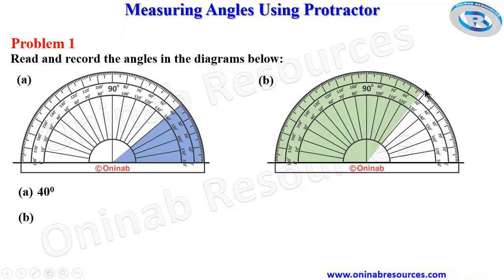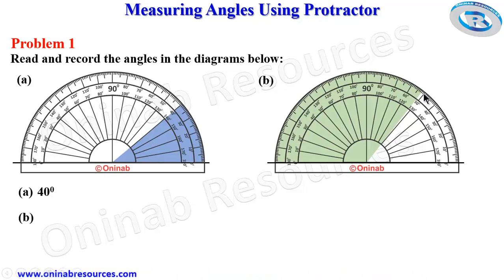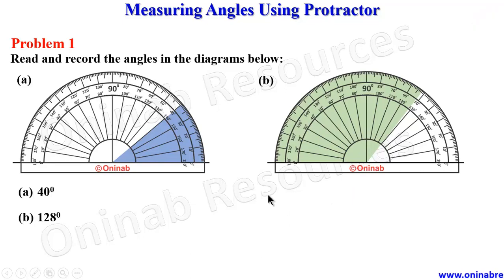This is 125, 1, 2, 3. This is 128, 129. So you can see we have two lines away from 130. That's 130 minus 2, giving us 128 degrees as the angle from the second diagram. So that's all for problem 1.